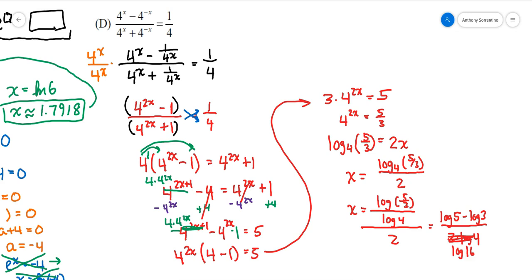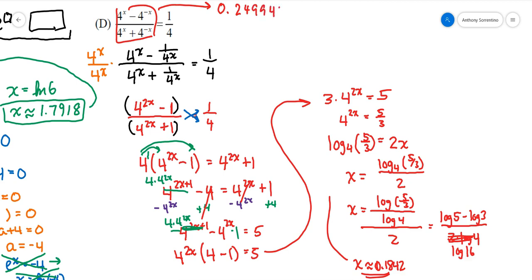And that comes out to be about 0.1842. And again, if you put that particular number into your calculator, as written into this left-hand side, that left-hand side would be written as about 0.249946, which is about equal to 0.25, which is what 1/4 is.